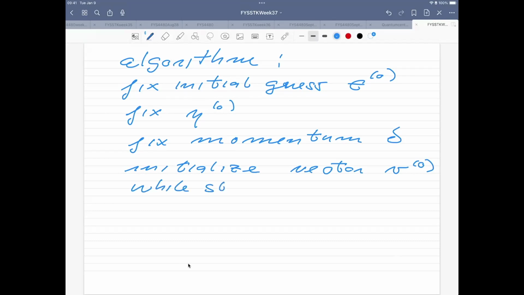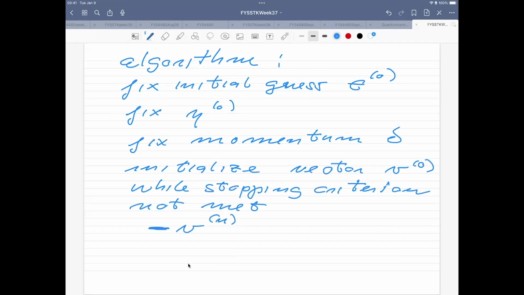The way we're going to do that is the algorithm is going to run while the stopping criterion is not met. Then we are going to calculate this v, so that's v of n.